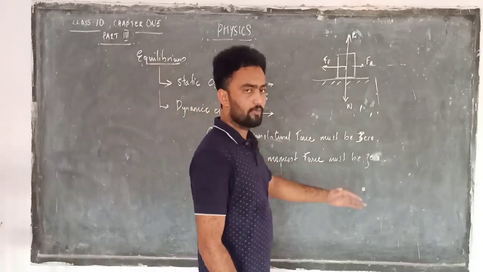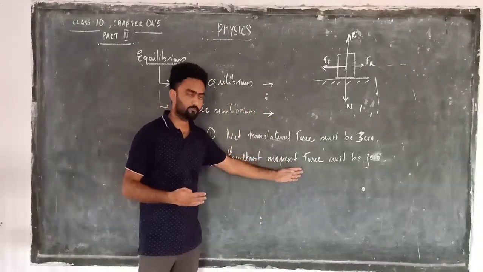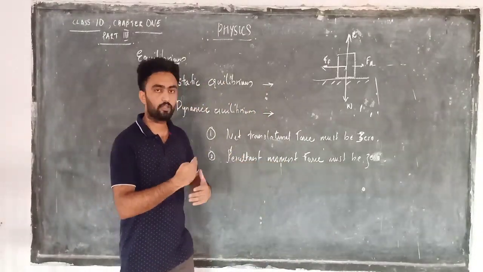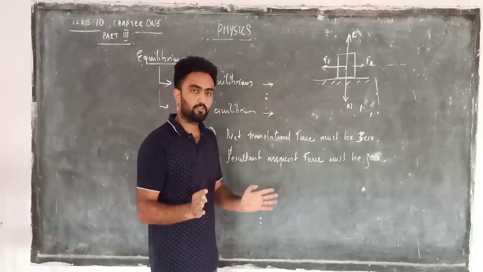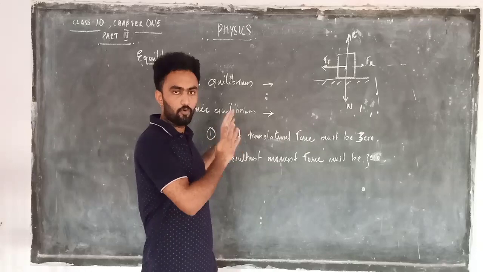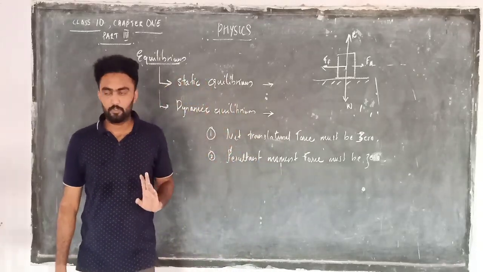So that way, I told you we can bring in that idea also: the resultant of the moment of force, which means the sum of all the anti-clockwise and clockwise moments taking place on a body. If the sum is zero, then we can say the body is in a state of equilibrium. Clear? Okay.